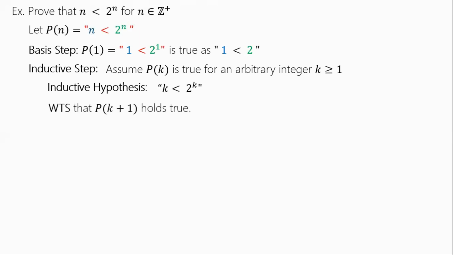So now I want to show that P(k+1) holds true. Again, make a little comment to myself. What am I trying to show? I'm going to try to show that k+1 is less than 2^(k+1).